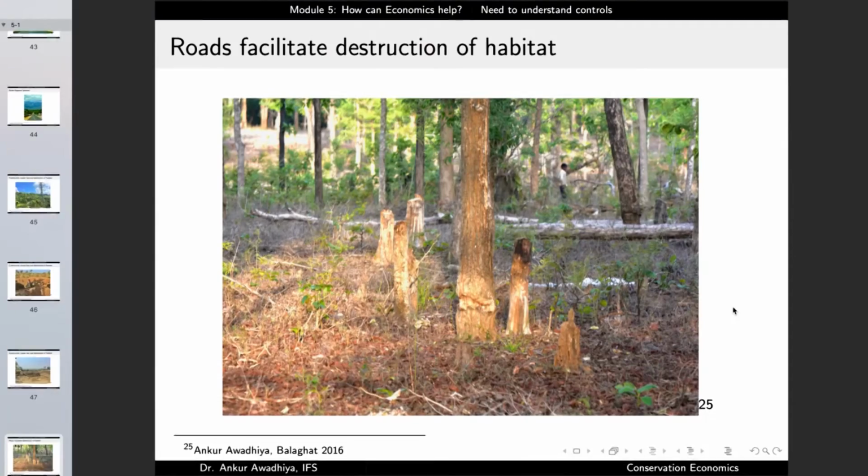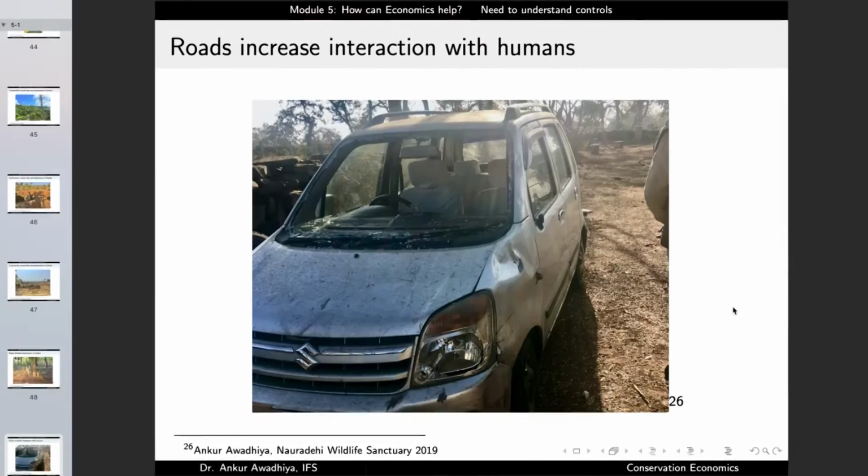Roads also facilitate the destruction of habitat. Why? Because roads permit accessibility to different areas. So if people can reach an area, they can also come there and cut trees. They can also poach animals. So roads also facilitate the destruction of habitat.